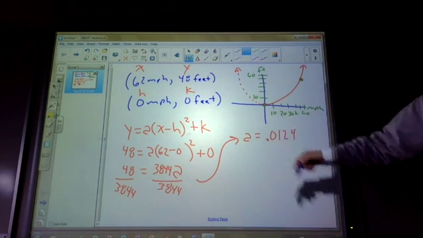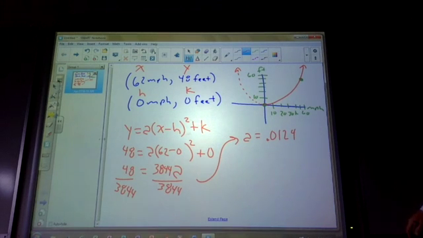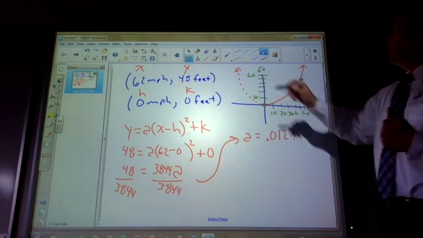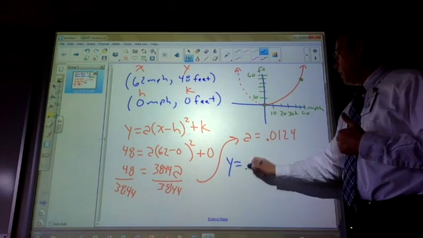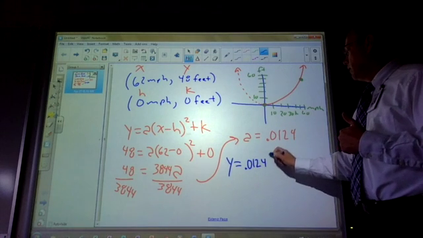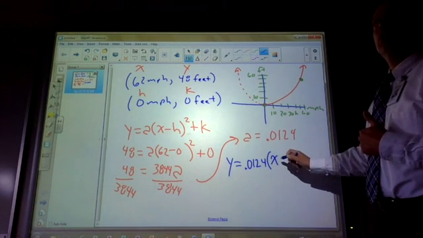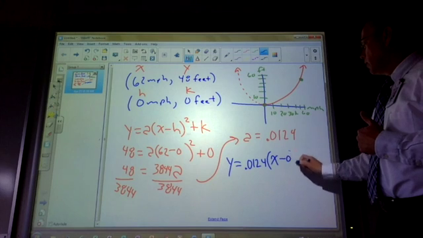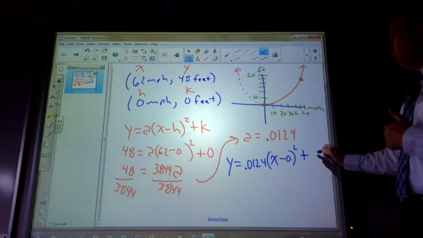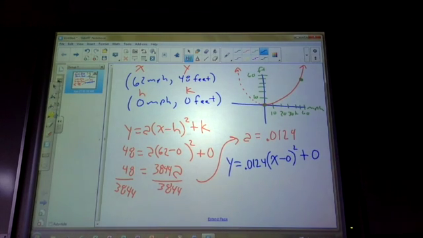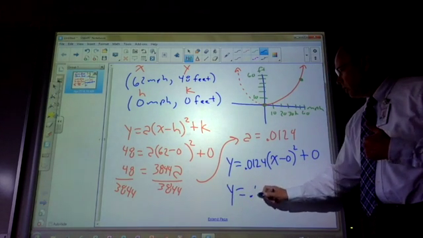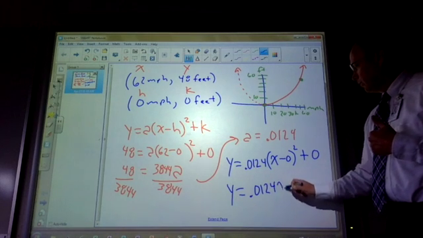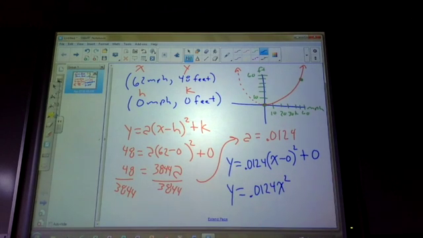Okay, well, I think we're good. That's pretty good. All right, does this seem okay so far? So our equation with this Formula 1 car is y is equal to 0.0124 times x minus h, which is 0, squared, plus k, which is 0. So my equation could be this. Sense?